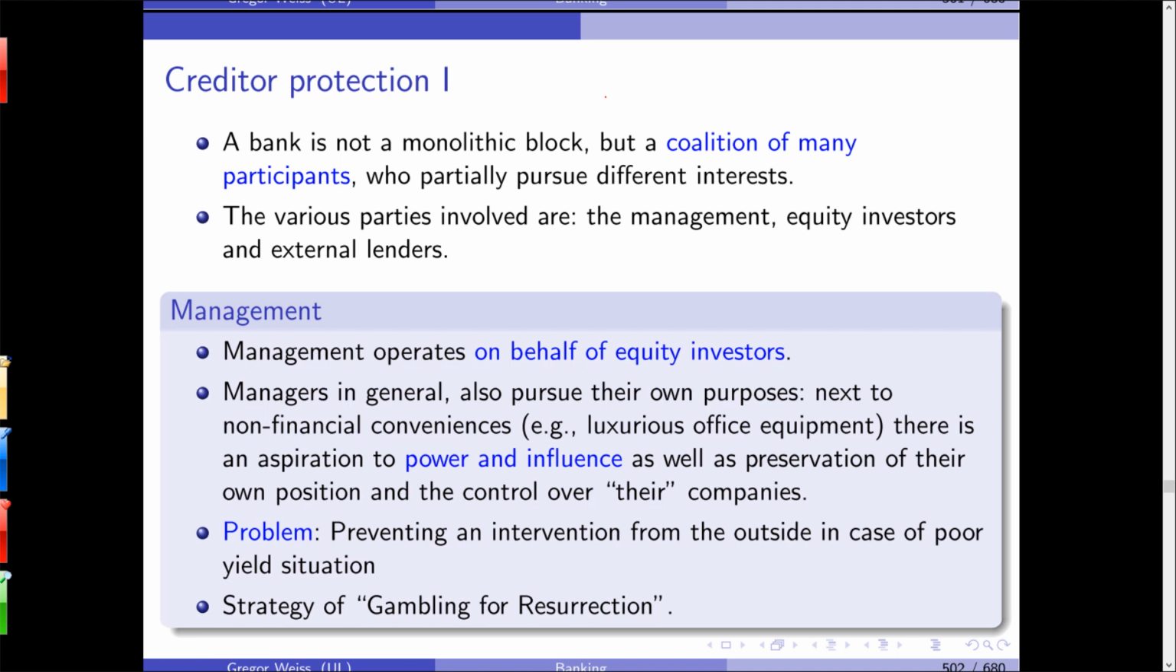So the problem is, they will prevent an intervention from the outside in the situation that we have a poor yield situation. They will try to prevent this. They don't want someone from the outside to influence their business decisions, and they might also want to conceal that the company is doing badly. What they will do instead is gambling for resurrection. Now, gambling for resurrection is very interesting. You will also see this in many other instances. What is gambling for resurrection?